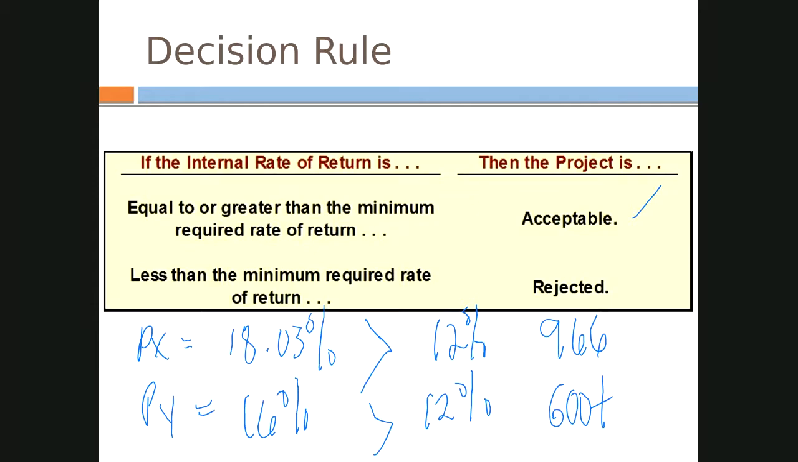Nakuha? If that is less than the minimum required rate of return, syempre reject. Pag equal, syempre yung NPV nun, ibig sabihin, equal to zero, di ba? Parang ganun. Ayun. May question ba dito? Sa decision rule?